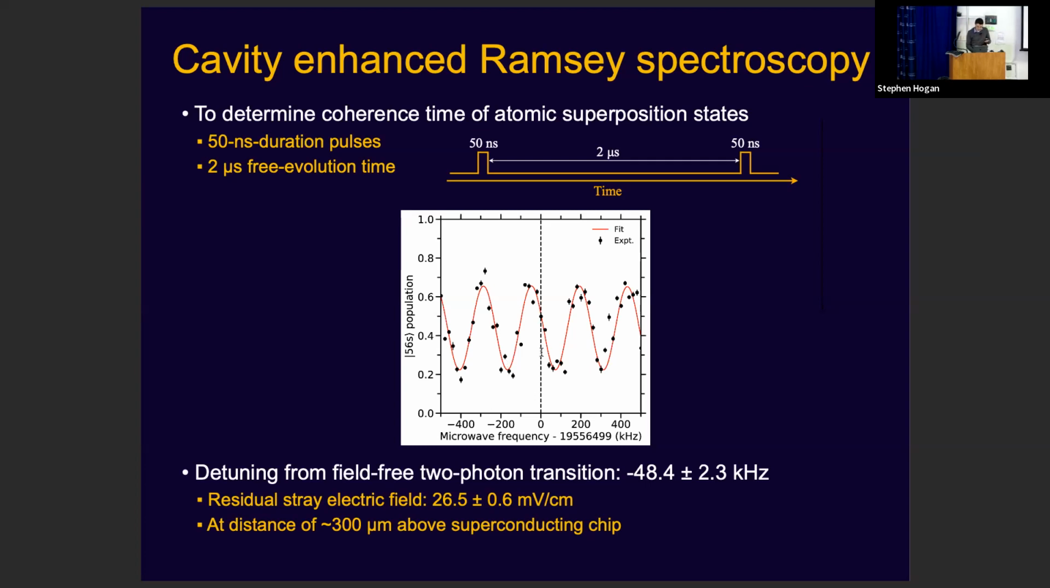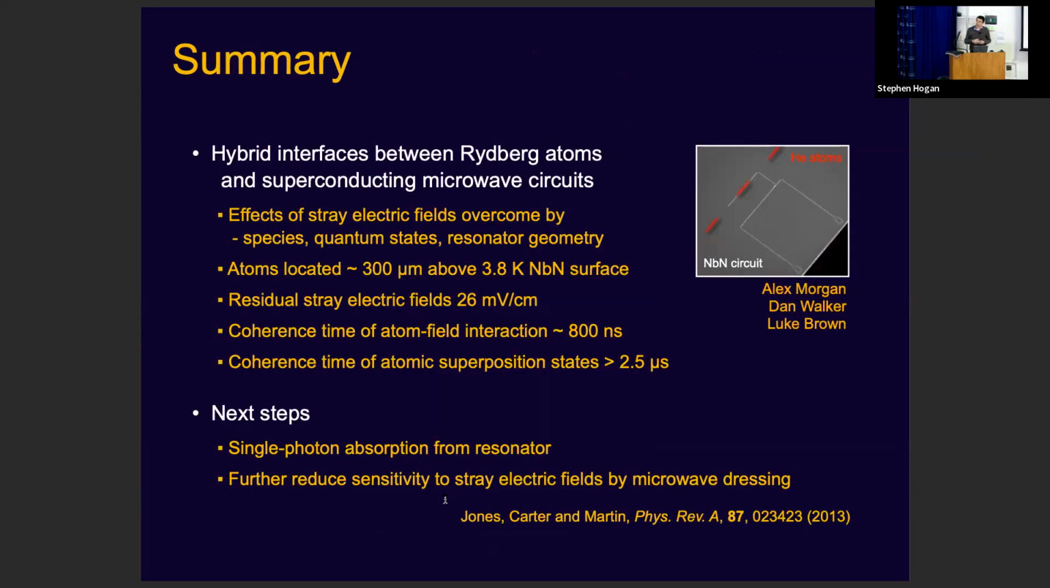So from this high resolution Ramsey spectroscopy, we see that this 2-photon transition, where we've done better field cancellation in these experiments, is detuned by about 50 kilohertz from the field-free transition frequency. And in this case, we've controlled the fields to about 26 or so millivolts per centimeter. And this is at a distance of 300 microns above this 3.8 Kelvin superconducting chip. So that's where we are with this at the moment.